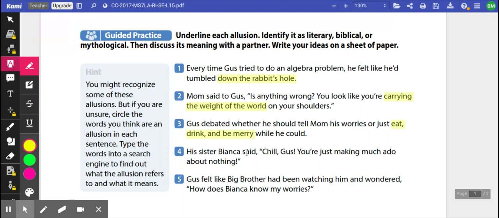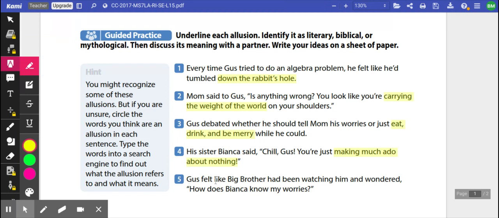And number four, his sister Bianca said, chill, Gus. You're making much ado about nothing. Well, much ado about nothing is our allusion to this dude called William Shakespeare. And from there, maybe you can figure out if it's literary, biblical, or mythological. It's a play about somebody making a big deal when there was no reason to. So hopefully that'll let you know what Gus is getting upset about.